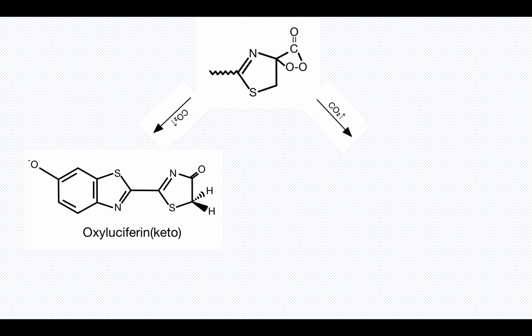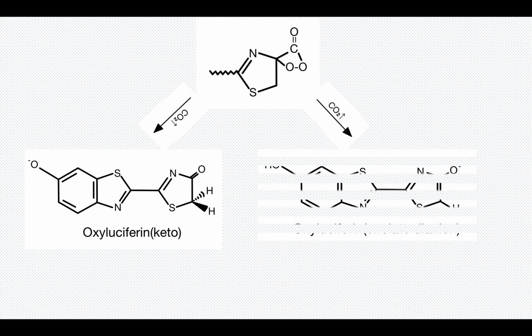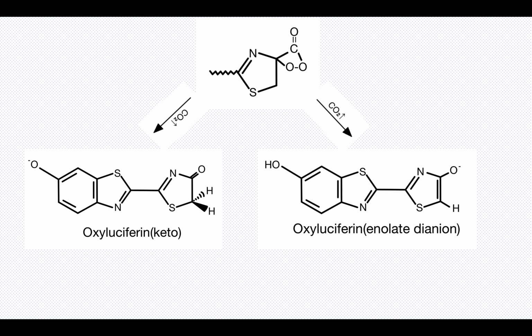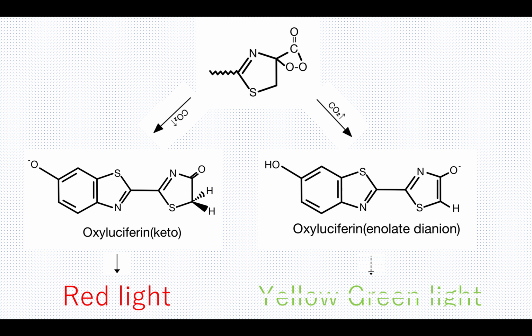to produce CO2 and excited singlet state oxyluciferin. At this time, a monoanion in the excited singlet state of oxyluciferin is efficiently generated, and then deprotonated to become a dianion in the excited singlet state. When each returns to the ground state, it emits light. It is often explained that the excited oxyluciferin becomes red in the monoanion type and yellowish green in the dianion type.